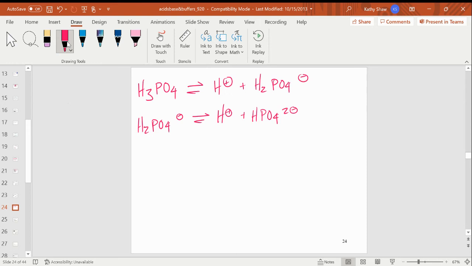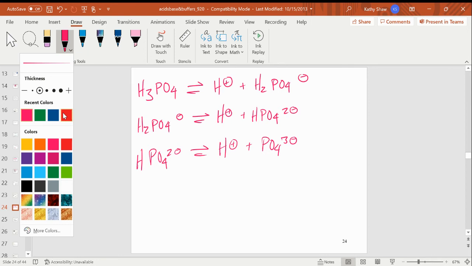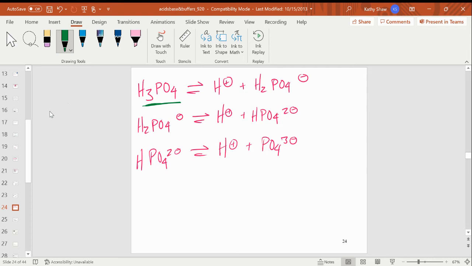I can take that now, dissociate it to another hydrogen ion, plain old phosphate. So you could draw it this way, or you could draw it in one big line from H3PO4 to plain old PO4. Because what do I have in the middle? I have those three hydrogen ions.